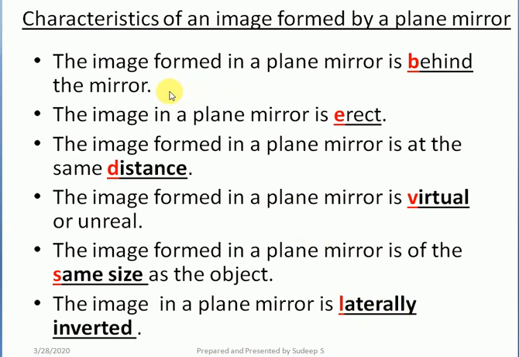So if we stand in front of the mirror, the image formed in a plane mirror is behind the mirror. The image in a plane mirror is erect or upright. The image formed in a plane mirror is at the same distance. The image formed in a plane mirror is virtual. The image formed in a plane mirror is of the same size as that of the object. The image in a plane mirror is laterally inverted.